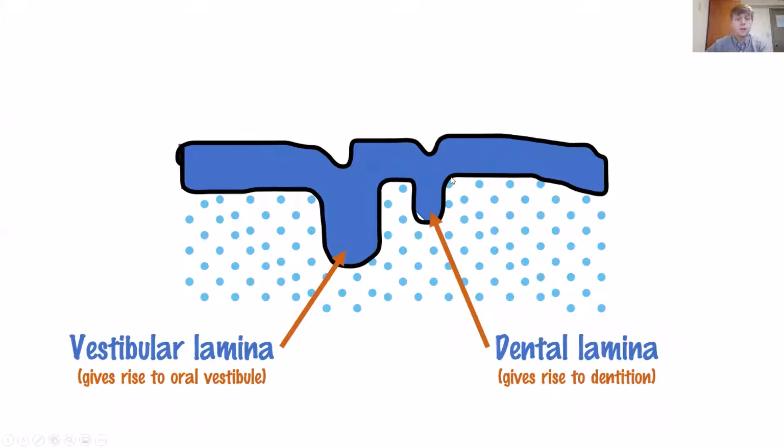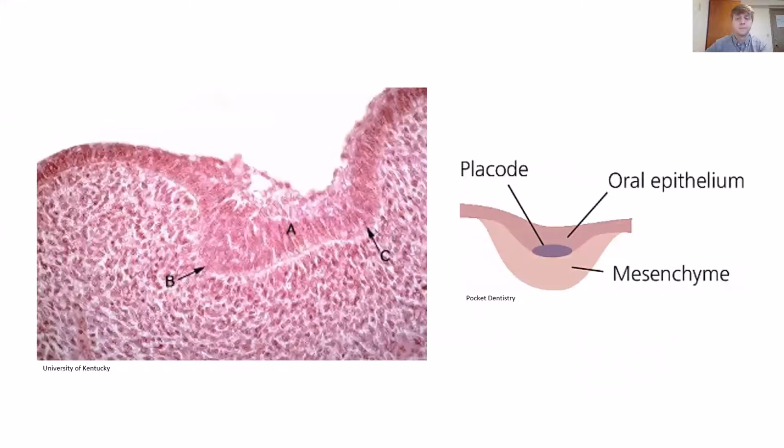At week 7, the primitive oral epithelium bifurcates into the vestibular lamina and dental lamina. The vestibular lamina gives rise to the oral vestibule, which is the space between the lips or cheeks and your teeth. The dental lamina gives rise to your future dentition. A here is the primary epithelial band. C is the vestibular band, and B is the dental lamina.